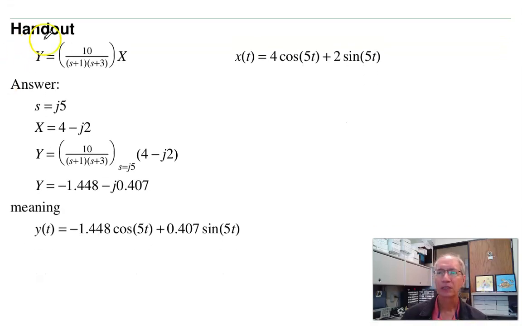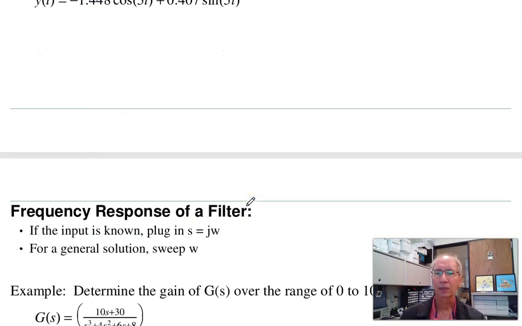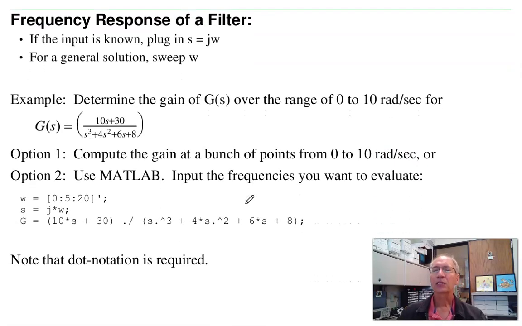What you would do is the frequency is 5 radians per second, s equals j5. The input is 4 minus j2. The real part is cosine minus j is sine. This is the gain everywhere. I just want to know what's the gain at 5 radians per second times the input at 5 radians per second. I get a complex number. What that means is real part's cosine minus j is sine. So that's one form of filter analysis. If I know the input as a sine wave, I can use phasors to find the output.